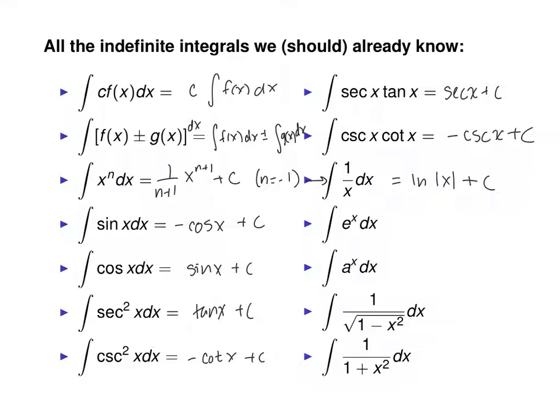E to the x is your fave. E to the x. A to the x probably is your least favorite. It's a to the x over ln of a. Spectacular. And then the last two. Inverse sine. You could also say negative inverse cosine, okay, but almost no one does. How about this one? Arctan.